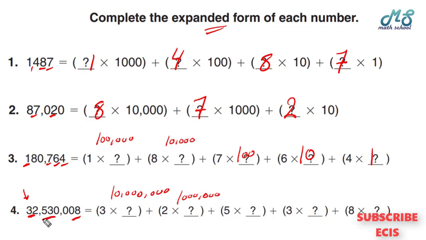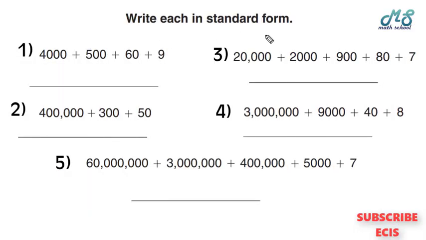5 in 100,000 place, its value is equal to 5 times 100,000. 3 in 10,000 place, its value is equal to 3 times 10,000. What about 8? 8 in ones place, its value is equal to 8, which is 8 times 1, so the missing number is 1. Next, write each in standard form.